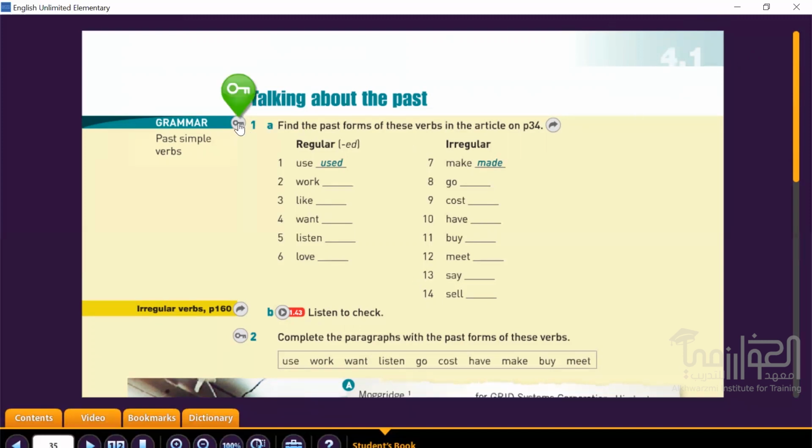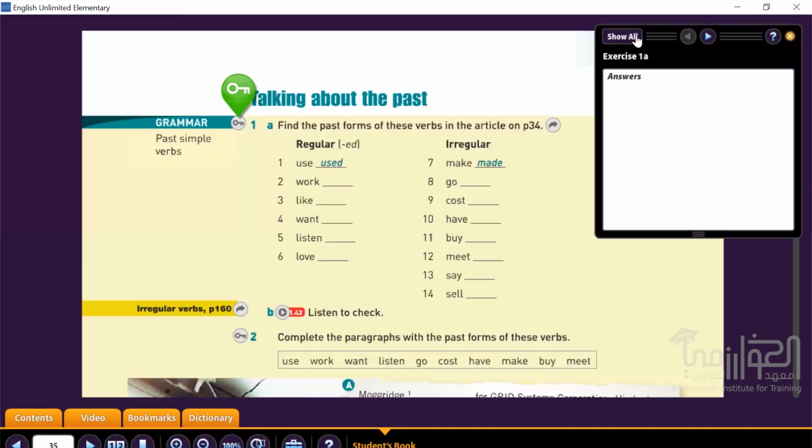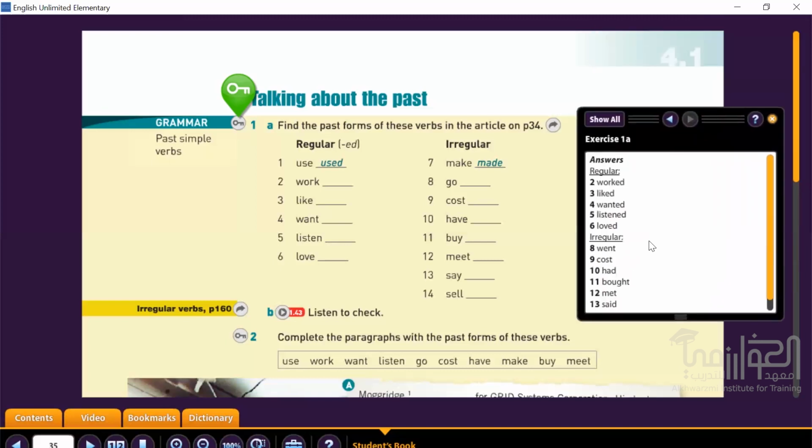Now I want you to look at the answers. So these are your answers. Work becomes worked, like becomes liked, want, wanted, listen, listened. You can see the ed. Love, loved. The irregular verbs, we have go is went.